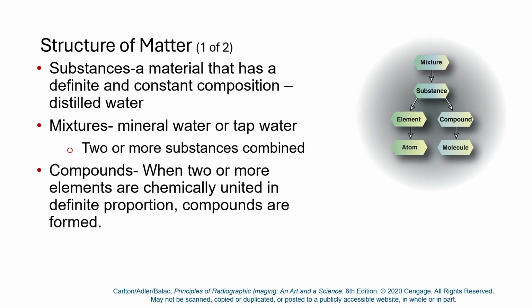Okay, so structure of matter. We had matter, we have energy, and so what the heck are we talking about with matter? Because a stone and a bucket of water are different. And so we have these terms. Substance: a material that has a definitive and constant composition. That would be like distilled water is a substance, okay? It's made out of all of the same molecule. Distilled, meaning it doesn't have any dissolved salts in it or any impurities. It's just H2O, okay?